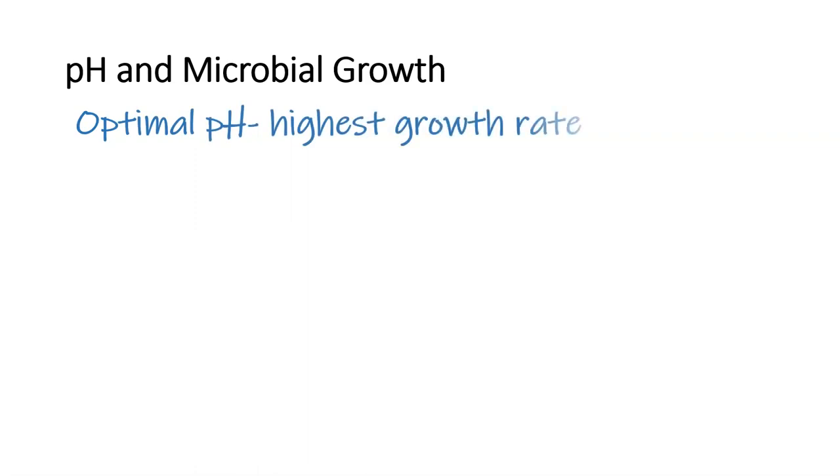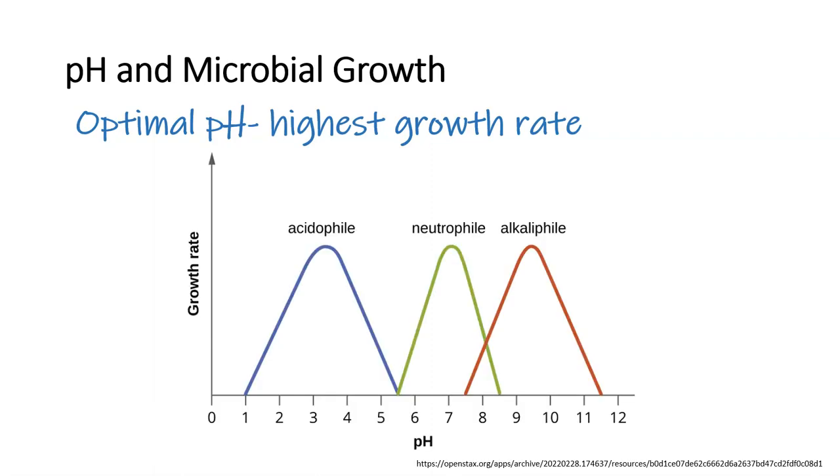Microorganisms can be characterized based on their ability to grow in different pH environments. The optimal pH is the pH that allows for the highest rate of growth. An organism that can grow in a low pH environment, so you can see the blue line here, can grow from a pH of about 1 to a pH of 5.5 and an optimal pH of about 3. That organism is called an acidophile.